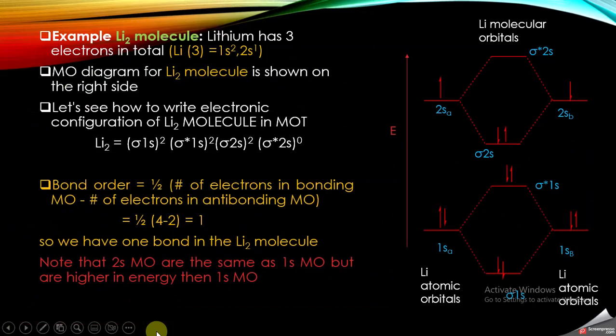So 2s orbitals are actually the same shape as the 1s orbital, and therefore they interfere constructively and destructively in the same manner. But the 2s orbitals are higher in energy as compared to 1s.